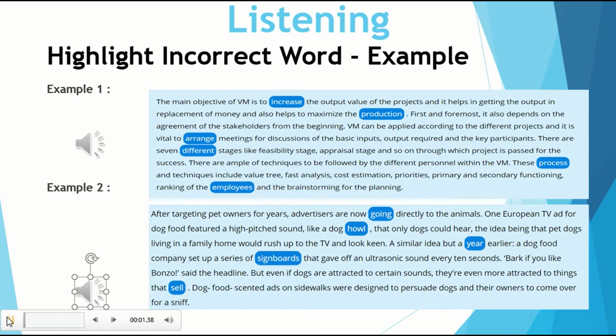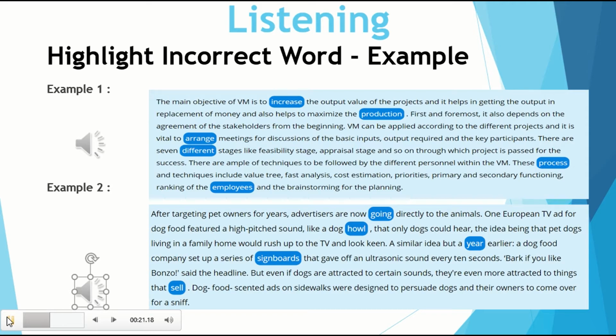After targeting pet owners for years, advertisers are now appealing directly to the animals. One European TV ad for dog food featured a high-pitched sound like a dog whistle that only dogs could hear. The idea being that pet dogs living in a family home would rush up to the TV and look keen.